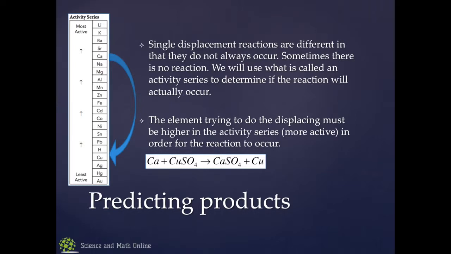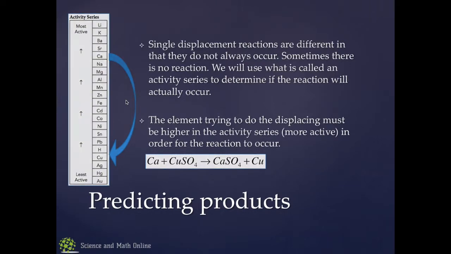In contrast, if the football player is dancing with the girl and the shrimp comes back up and says, "May I cut in?" the answer is going to be no, because he's lower on the activity series. If copper tries to come back and cut in, it's not going to happen. Calcium's like, "Nope, already here, buddy. Move on." And so that would be a no reaction going that way. So if it's higher on the list, it will replace lower on the list. If it's lower, it's going to be no reaction. It's just not going to happen.